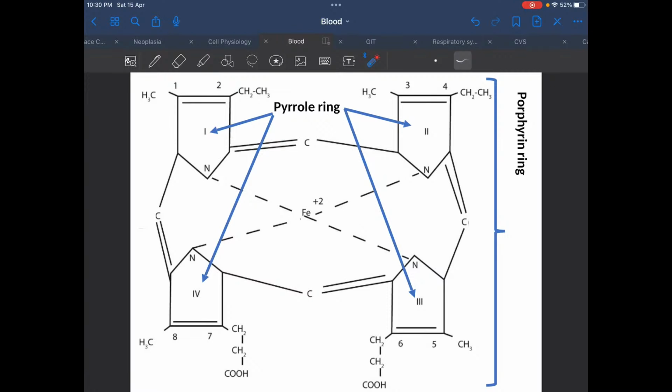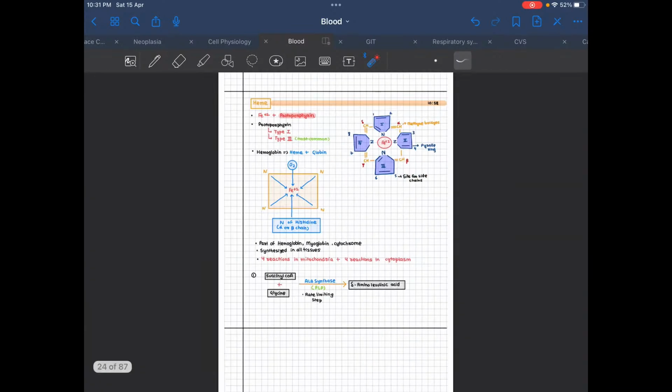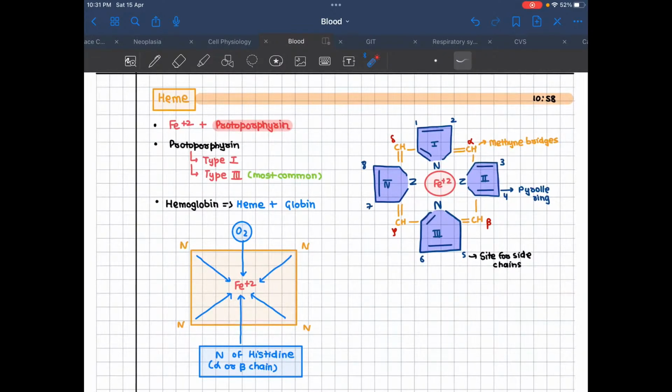But what is this heme composed of? It's composed of 4 pyrrole rings. So these are your pyrrole rings. And in the center, you're going to have a ferrous molecule. So that is your porphyrin ring. These are our 4 porphyrin rings, and in the center, you have this iron molecule associated with it. So this is the whole structure of the heme protein. All right. So this is what we discussed.